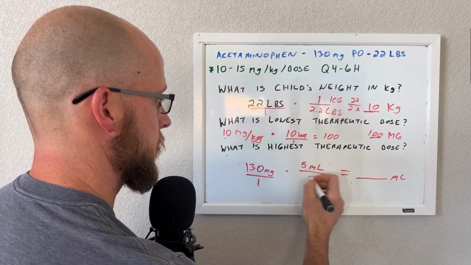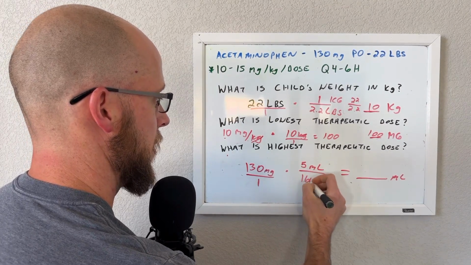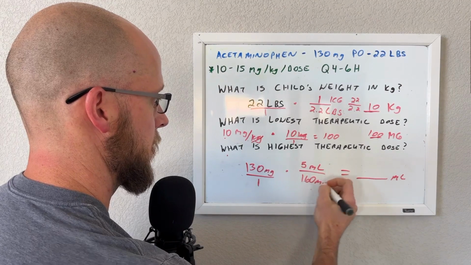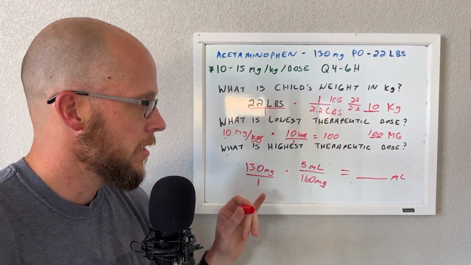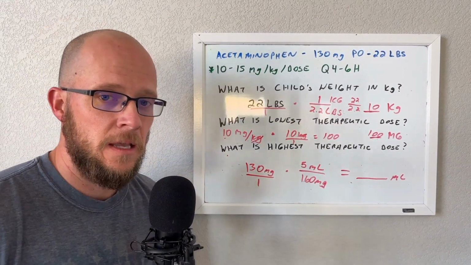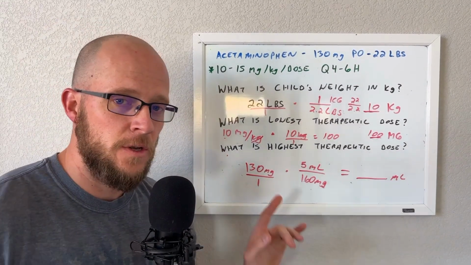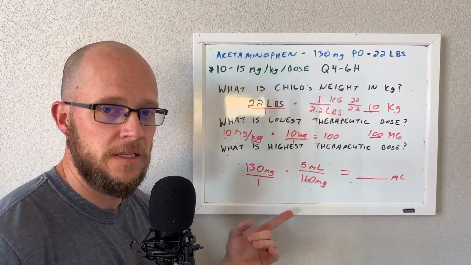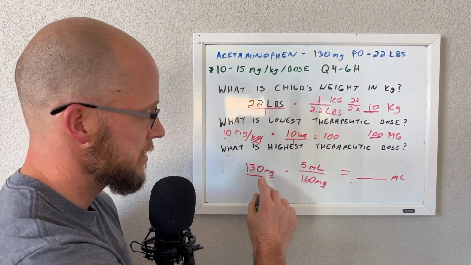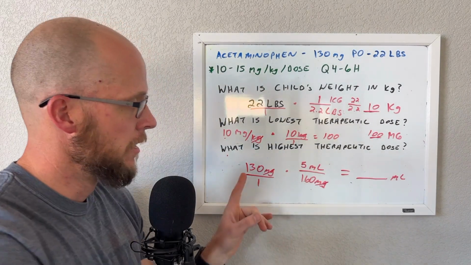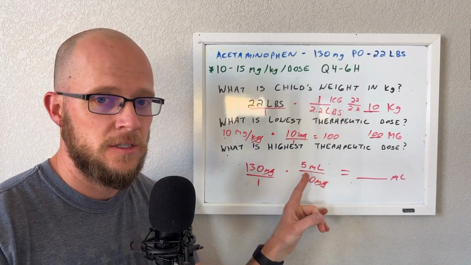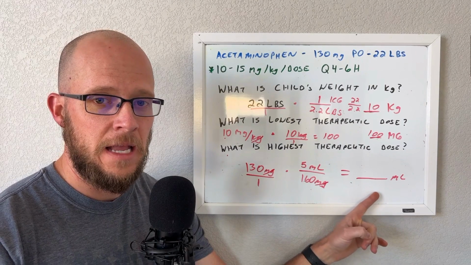So 5 mLs over 160 milligrams. I can write a G there. Okay, so now you can see, and this is a good final check before you do your math across, to see if everything's going to line up. Since these are opposite each other, milligrams cancel out. Then you're left with milliliters, and that's what we want at the very end.